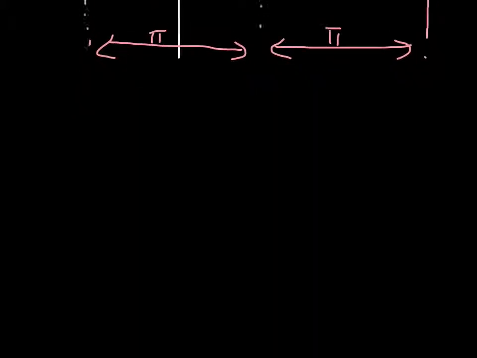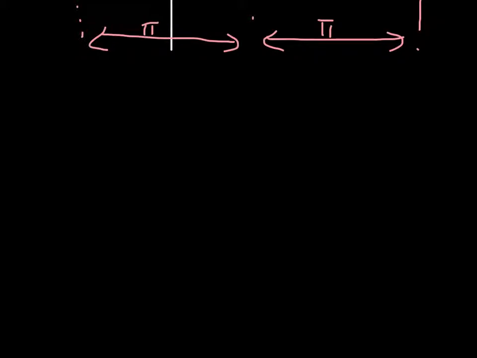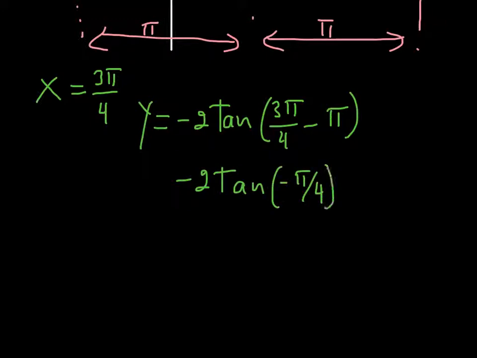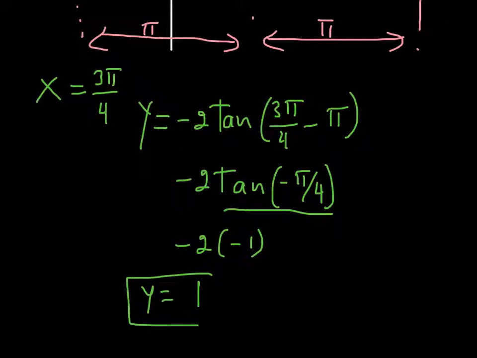I decided to test the point x equal 3 pi over 4. Let's just go ahead and plug it back into the original function, which is y equal negative 2 tangent of x minus pi. X is 3 pi over 4 minus pi. That will give us negative 2 tangent of negative pi over 4. As you can see, if you go to the unit circle, this will be negative 1, and the answer will be just simply positive 1. So the ordered pair will be 3 pi over 4, comma 1.